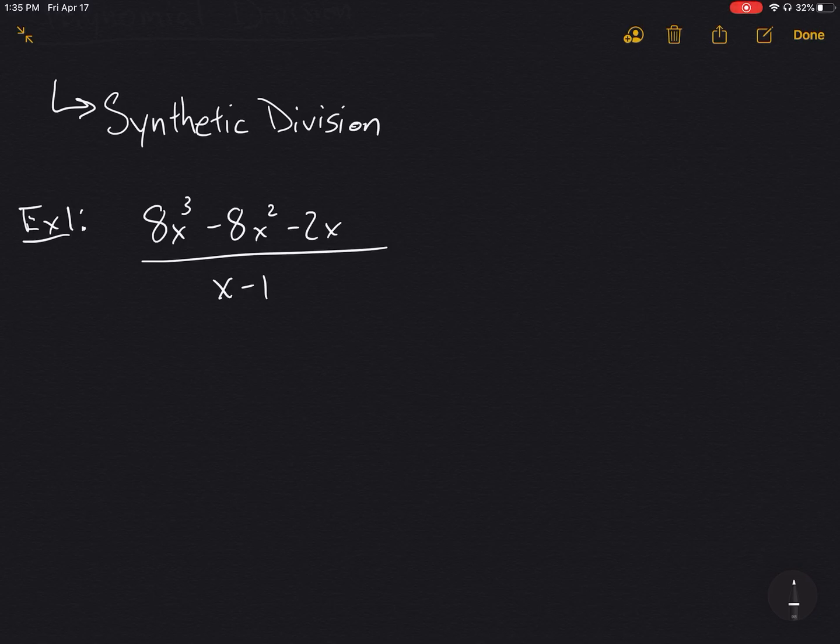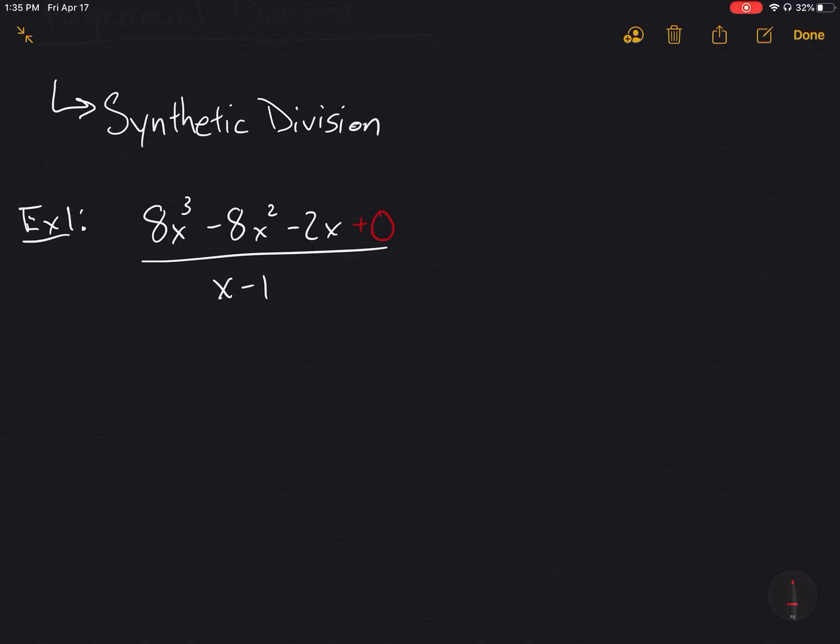The second thing I want to check for is to make sure I'm not missing any powers. In this case, I've got 8x cubed, cool. Next one is x squared, cool. I've got x to the first, cool. What I'm missing is my x to the 0th, and the way I would go about slotting that in is to add a 0 for that missing term.